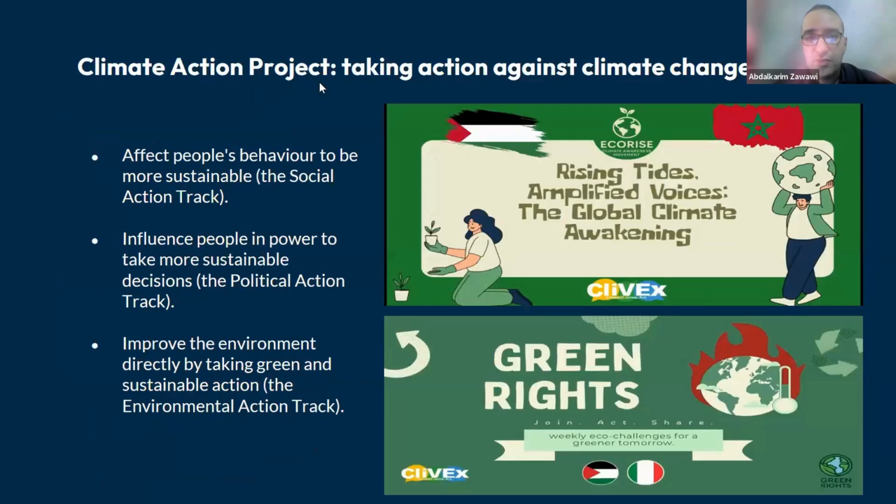The climate action project was also a very important, and I would say the most important, element in our project because students had to actually take action, not just learn about climate justice, but also take action to combat climate injustice in Palestine and other places. So they had to do one of 3 tracks. The first track is the social action track, the second one is the political action track, and the third one is the environmental action track. And they had the choice. They could choose any of these tracks.